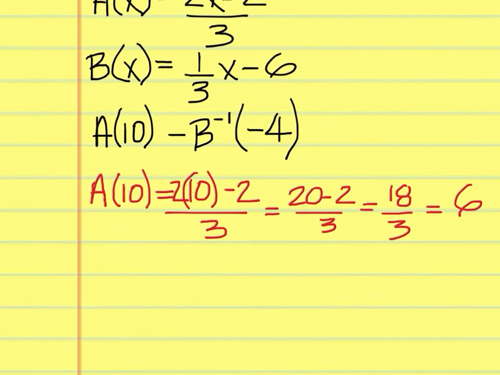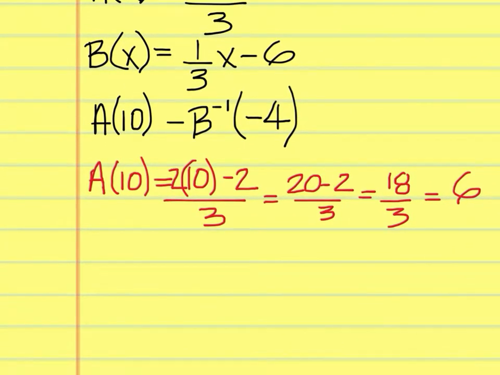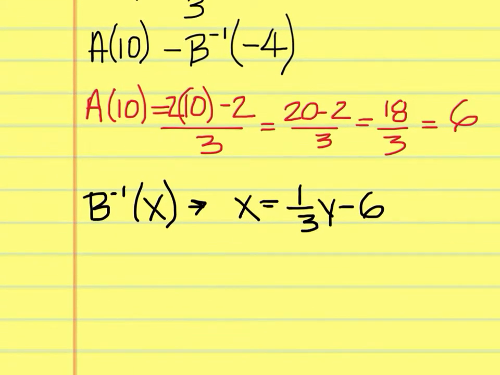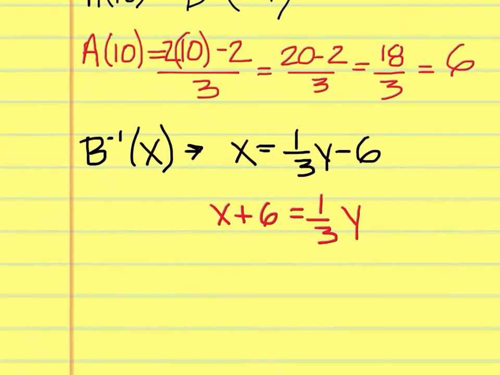But now we have to find the inverse of b of x. So the inverse of b of x can be found by doing x equals 1/3 y minus 6 and solving for y. So x plus 6 equals 1/3 y. Multiply both sides by 3 to get rid of the fraction. That's 3x plus 18 equals y.